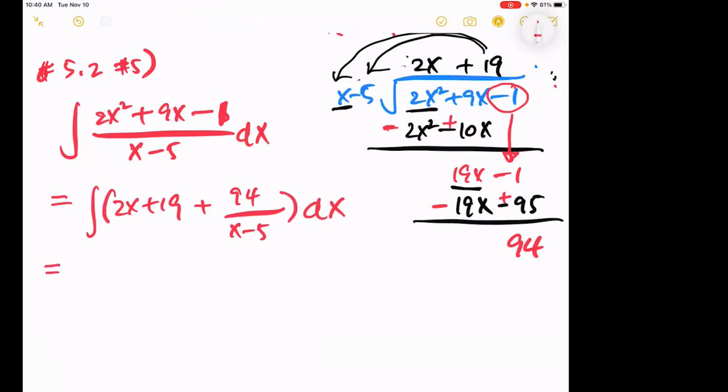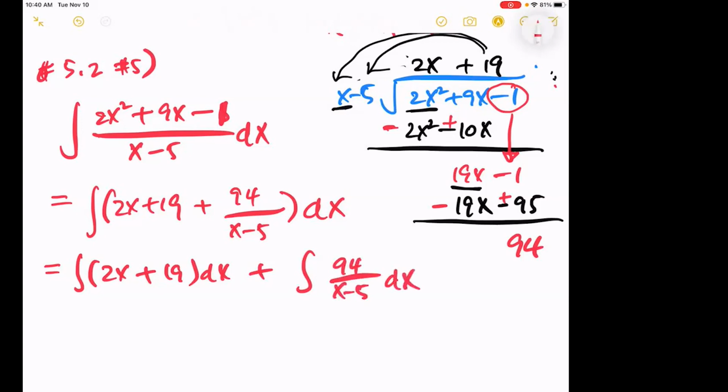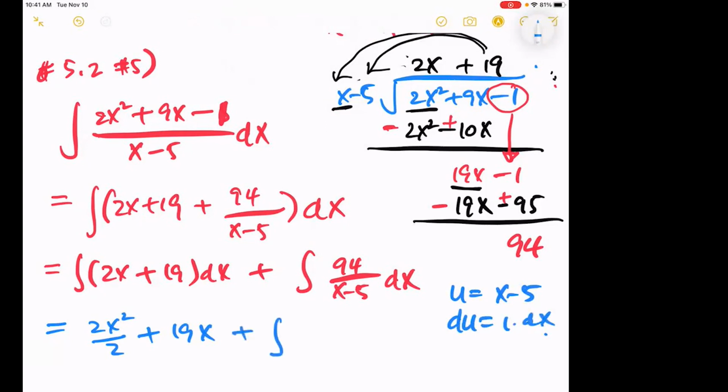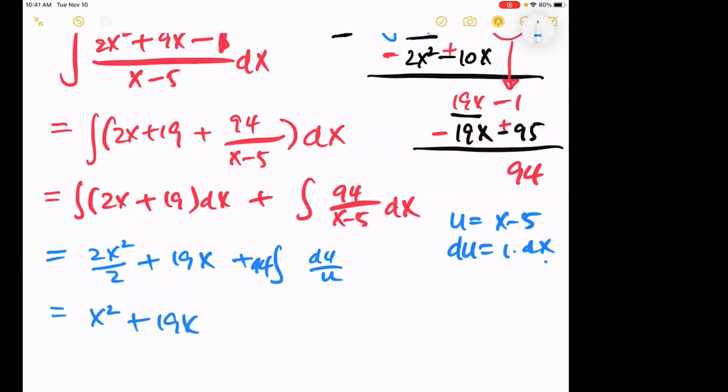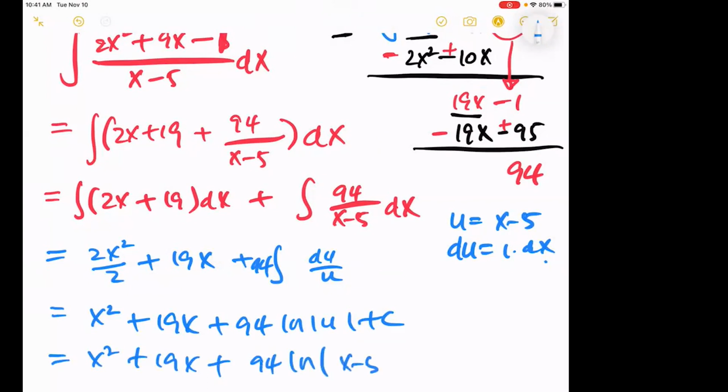So I'm gonna make it into 2 parts. So I have the integral of 2x plus 19 dx plus the integral of 94 over x minus 5 dx. The first part is the easy one because you're just doing the power rule. So this just becomes 2x squared divided by 2 plus 19x. The next one, you're gonna say u is equal to x minus 5, du equal to 1 dx. So I can just rewrite this problem as 94 in the front, I have du over u. So I have x squared plus 19x plus 94 natural log of u plus c. So we just plug back in, u is equal to x minus 5, plus c. So you're done.